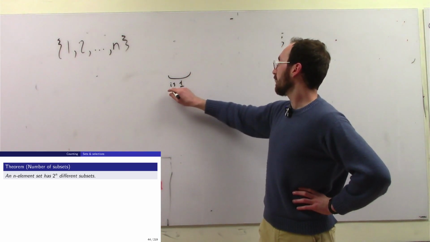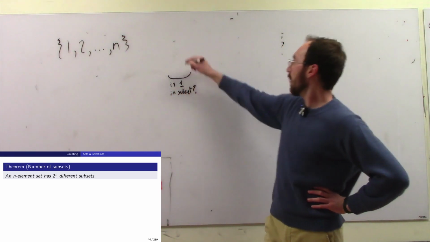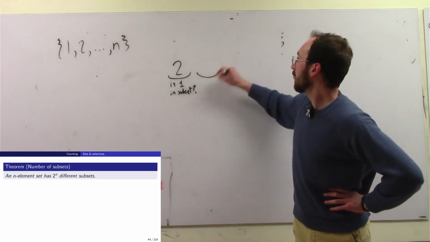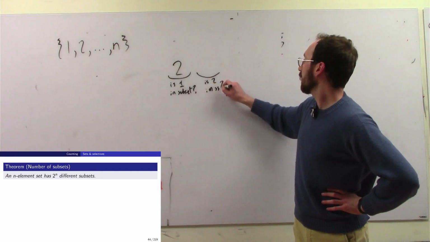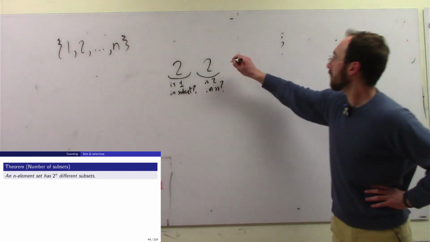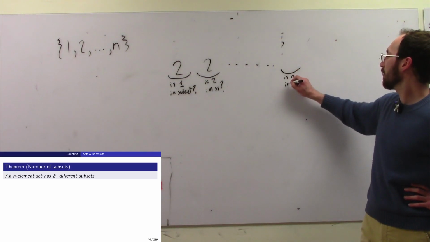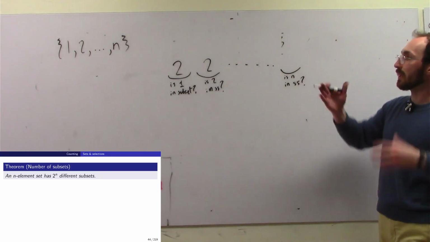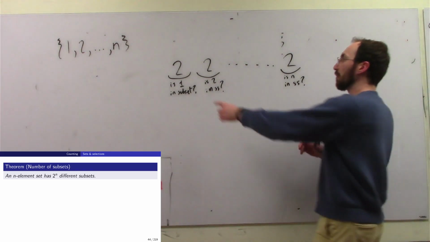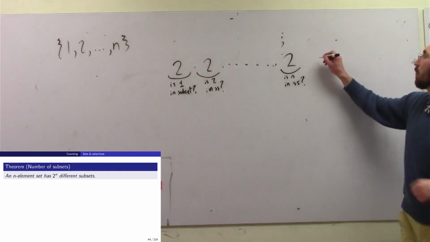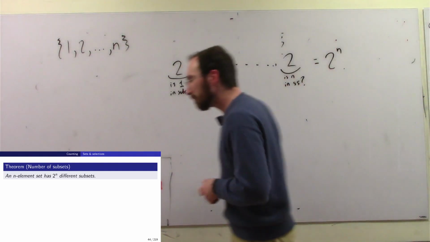Is 1 in my subset? Yes or no? We have 2 options there. Is 2 in my subset? Again, just 2 choices. We get all the way up to n, and again, it's yes or no. Using the product principle here, we end up with 2 to the n subsets. Perfect.